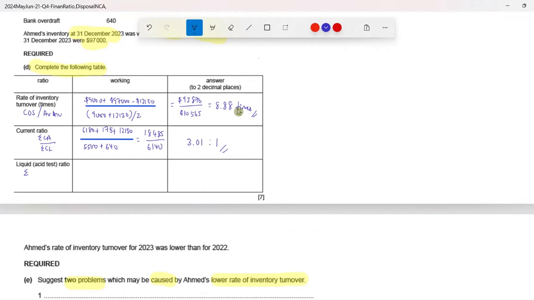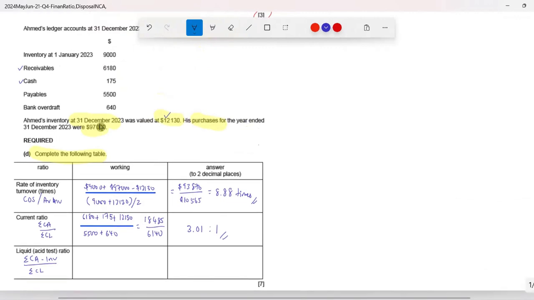Liquid or acid test ratio will be current asset minus inventory, or total current asset excluding inventory, divided by total current liabilities. So in this case, our total current asset is 18,485. We deduct the inventory, 12,130. Divide by current liabilities, 6,140. Acid test ratio is 1.04 to 1.